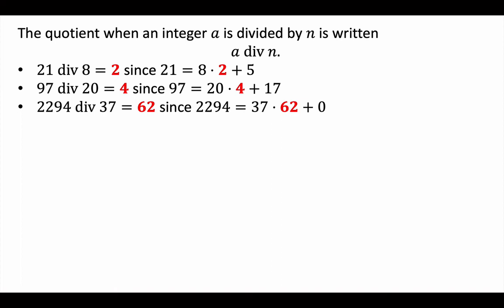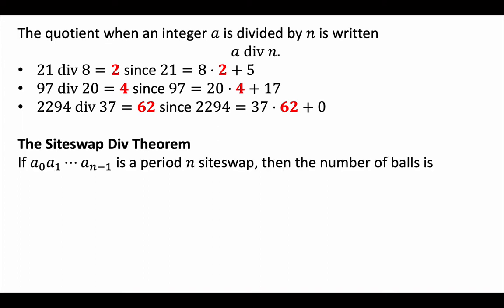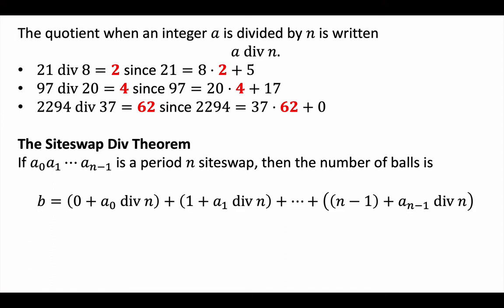Here's our first theorem counting the number of balls. It's called the siteswap div theorem, and it simply says that if you have a siteswap, the number of balls is the sum of each landing time div n. That's pretty cool. These are the quotients that we get when we divide the landing times by n.